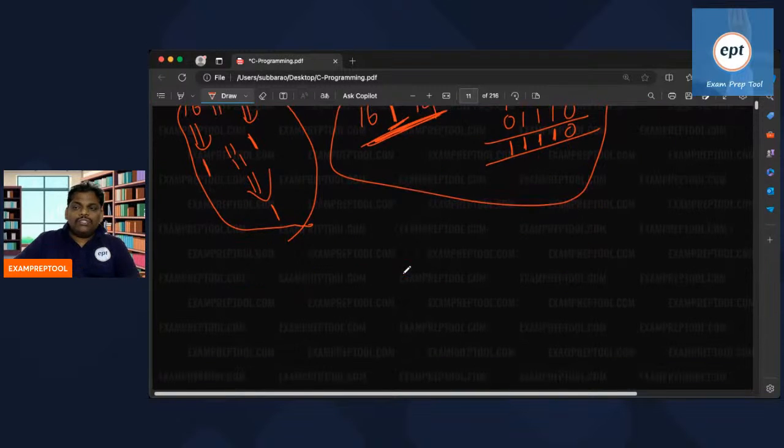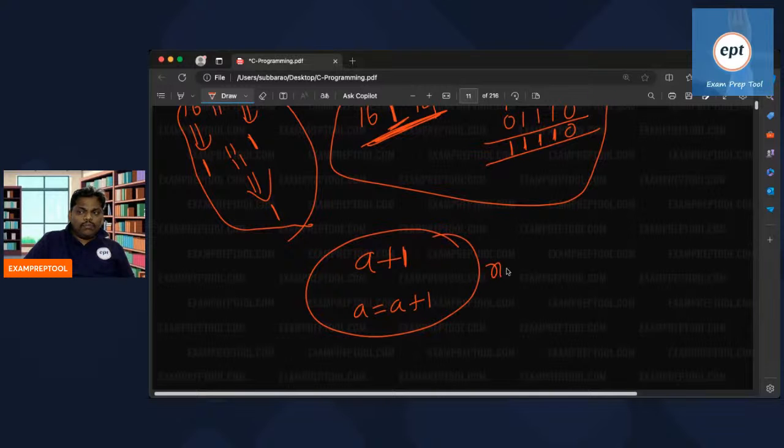And one more. These two are different. Can you see this one? A plus 1. Everyone listen. A plus 1 and A is equal to A plus 1. Both are not same. Remember, the reason is A is 5. A plus 1 is 6. But overall, this became 6, but this became 5 only. Please be careful. Both are not same.